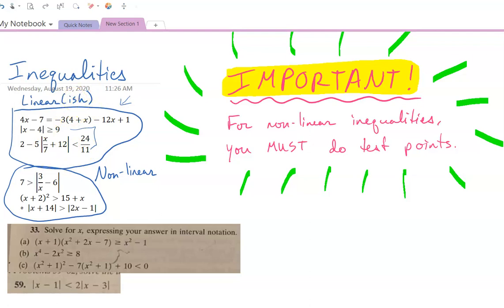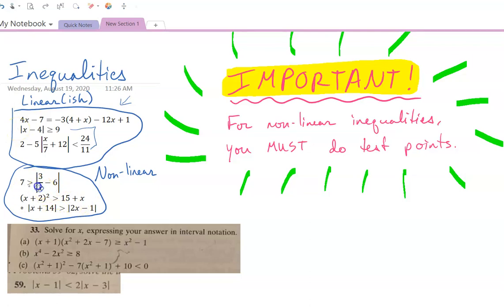And I believe in the chapter 0 reference, I showed a shortcut for how to solve absolute value inequalities if you have just a single linear piece inside the absolute value. Let me know if I didn't and I can make something. Okay, and then these down here are nonlinear.